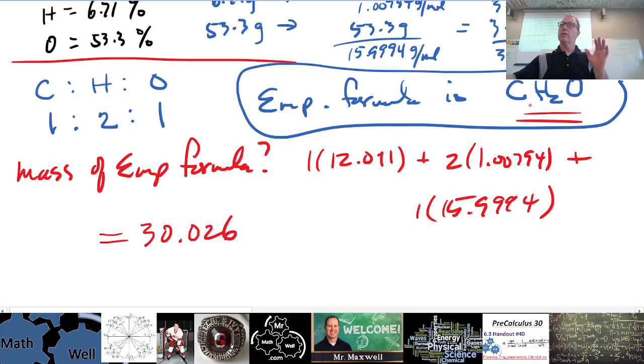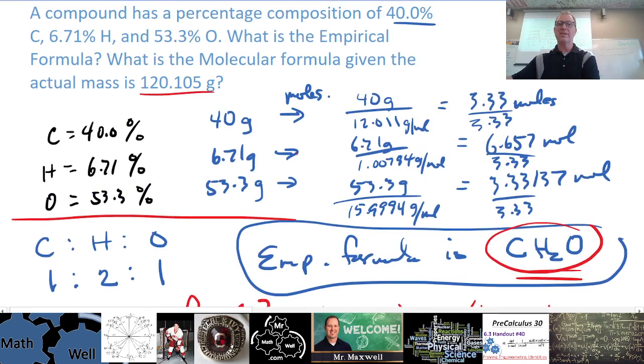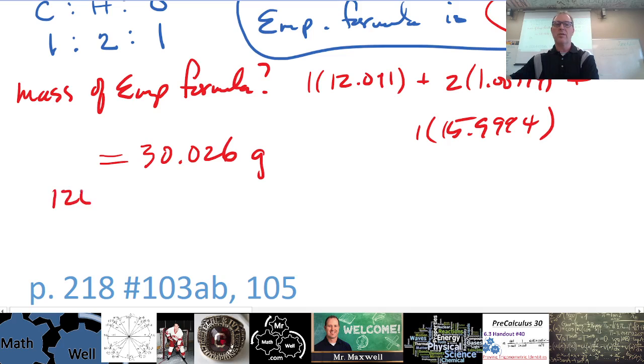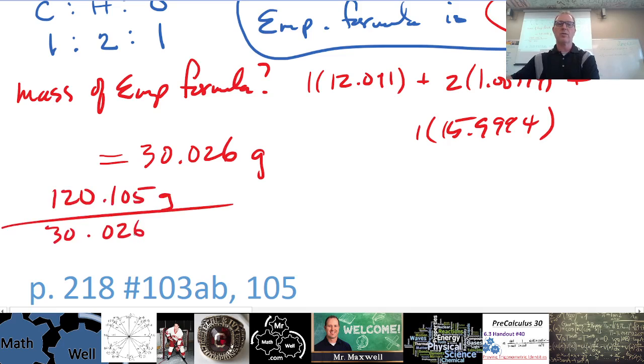So if this was the actual molecular formula, then our total mass in the question would be given as 30 grams. But what is it actually? It's 120.105. So what you do is you say 120.105 grams divided by our empirical formula mass. That'll give us the ratio of what these molar numbers actually are. So what is that going to be? That's pretty much exactly 4. Okay, so the ratio is 4.